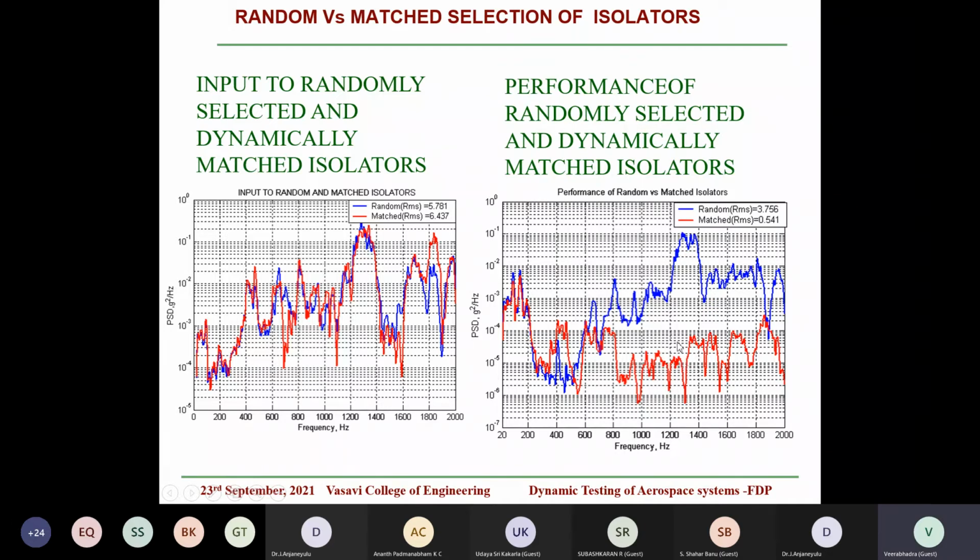Again, as I was telling, isolator selection is very crucial and critical. You have to select them properly, and when using a number of isolators, you have to use dynamically matched isolators. Apart from this, sometimes we have used damping techniques to reduce the input.